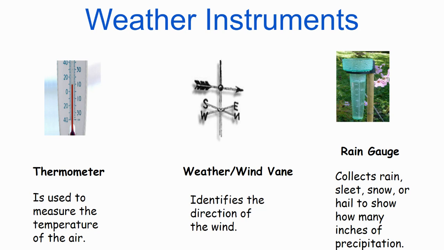A rain gauge. A rain gauge is just like a fancy measuring cup that collects rain, sleet, snow, or hail to show how many inches of precipitation. So if you want to put a measuring cup out in your yard the next time there's a forecast for rain, you could measure how many inches of precipitation we get that day.